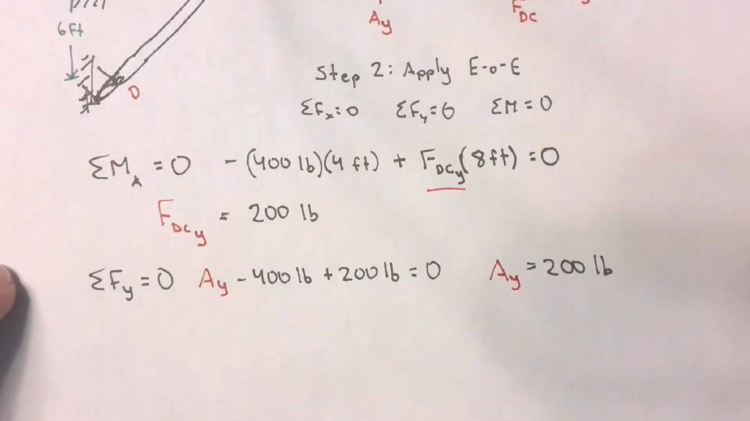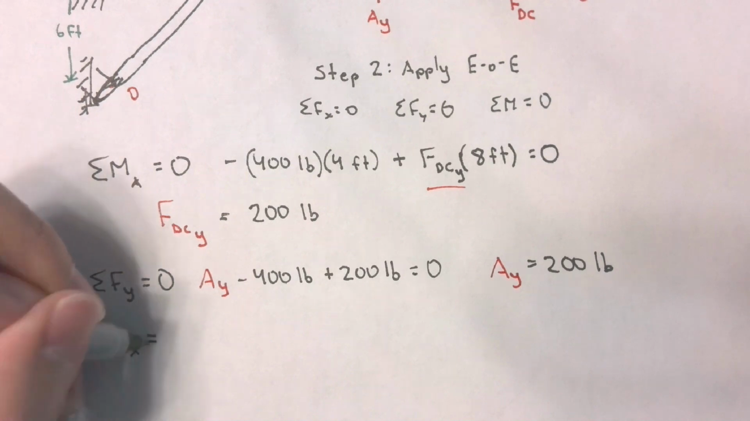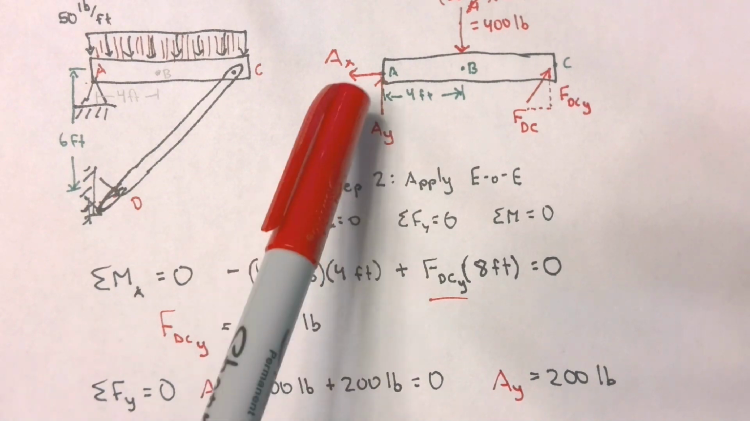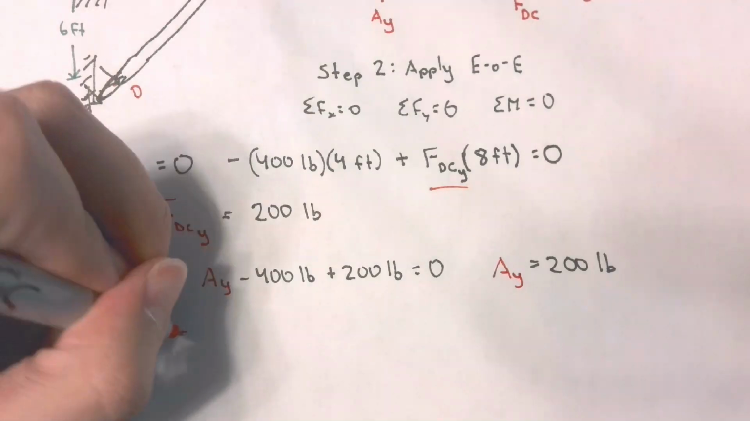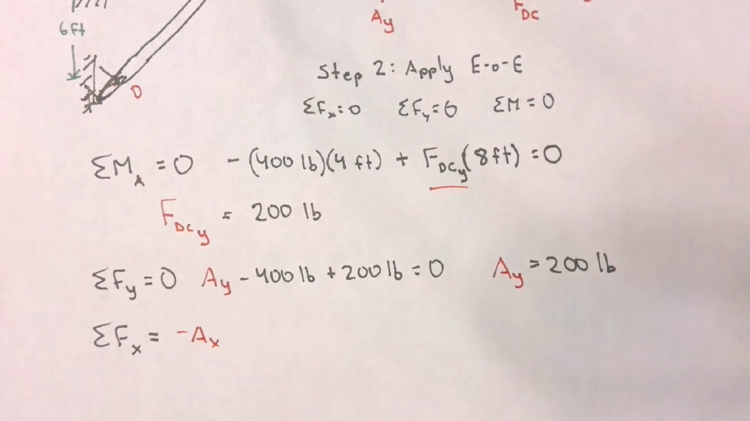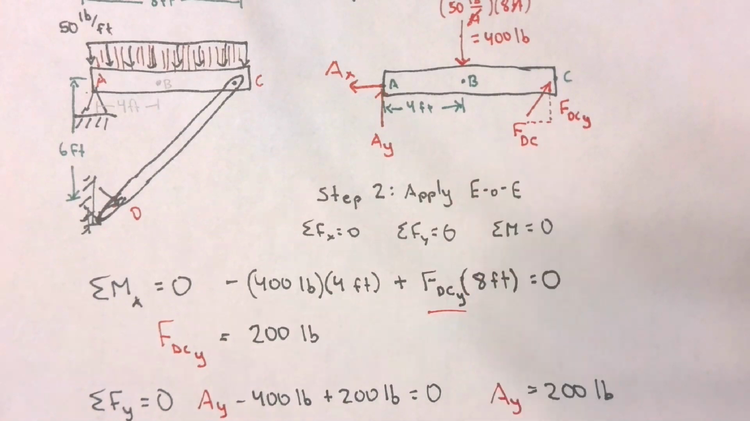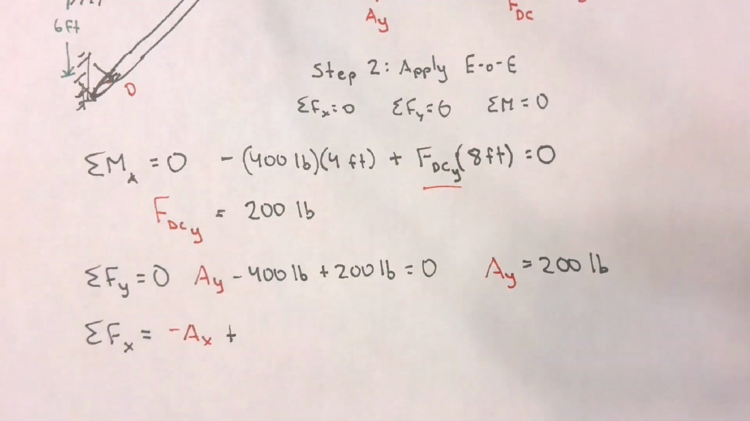Now I can do some forces in the x direction. And you'll see that even though it looks like we have two unknowns, we actually don't. So let's look at that. We got some forces in the x direction. I have negative AX, I'm going to write it down. And then I have positive the x component of FDC. So I'm going to write plus FDCX.